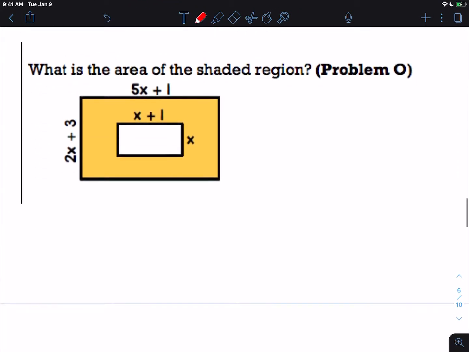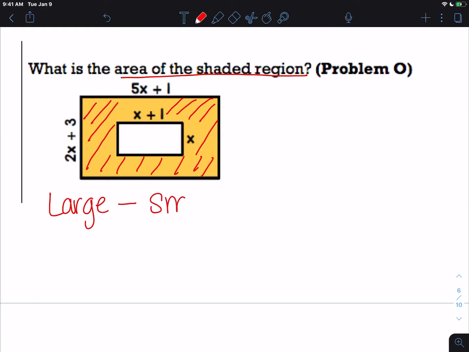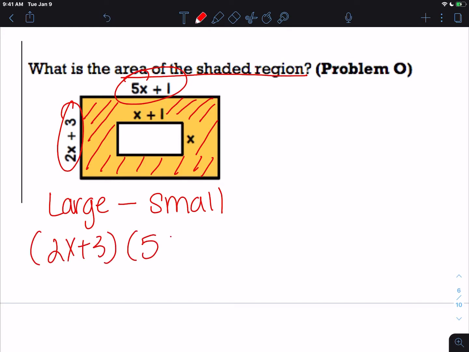All right, next one. What is the area of the shaded region? So they only want the area of this. So that means I need to find the area of the larger rectangle and subtract out the area from the middle. So I'm going to say area of the large minus area of the small. How do I find the area of the large? I'm going to multiply here. So 2x plus 3, 5x plus 1 minus x times x plus 1.